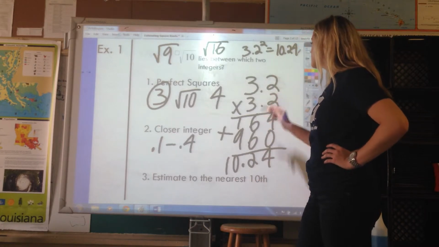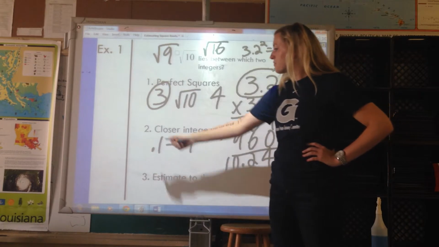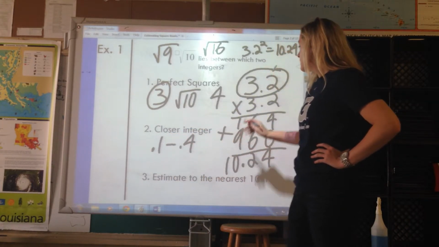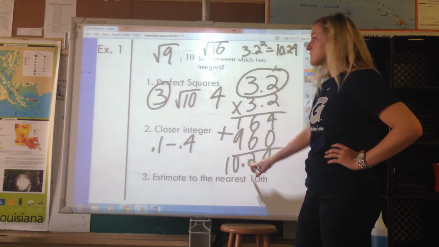So that is a good estimate for us to accept. You could multiply other numbers, 3.1, 3.3, by themselves, and you'll get numbers that are also close to 10, but this one is pretty close, so this is the one we're going to go with.